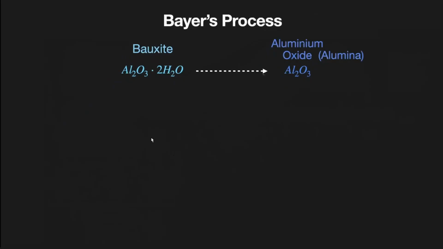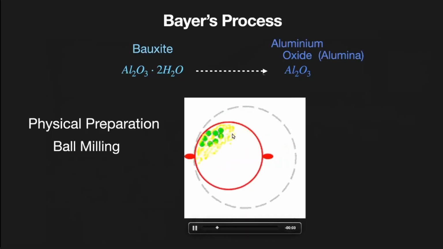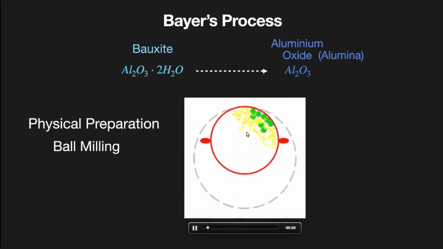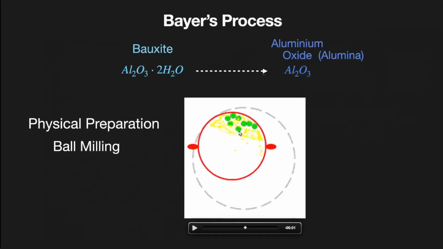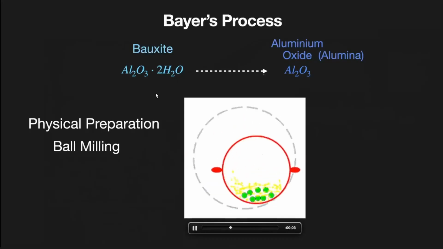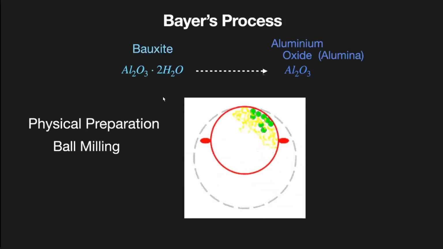Just as a side note, just before we begin the chemical Bayer's process, we have some physical preparation to do, and that's done by crushing the ore in a ball mill. This is how a ball mill looks like. Let me pause. So we have hard balls mixed with our reactant, and this is just a physical preparation. We take our bauxite and all the impurities, put it into the ball mill and crush it. These hard balls crush our ore, right? And that helps in the chemical reaction. Once we're done with this, we move to the chemical process.